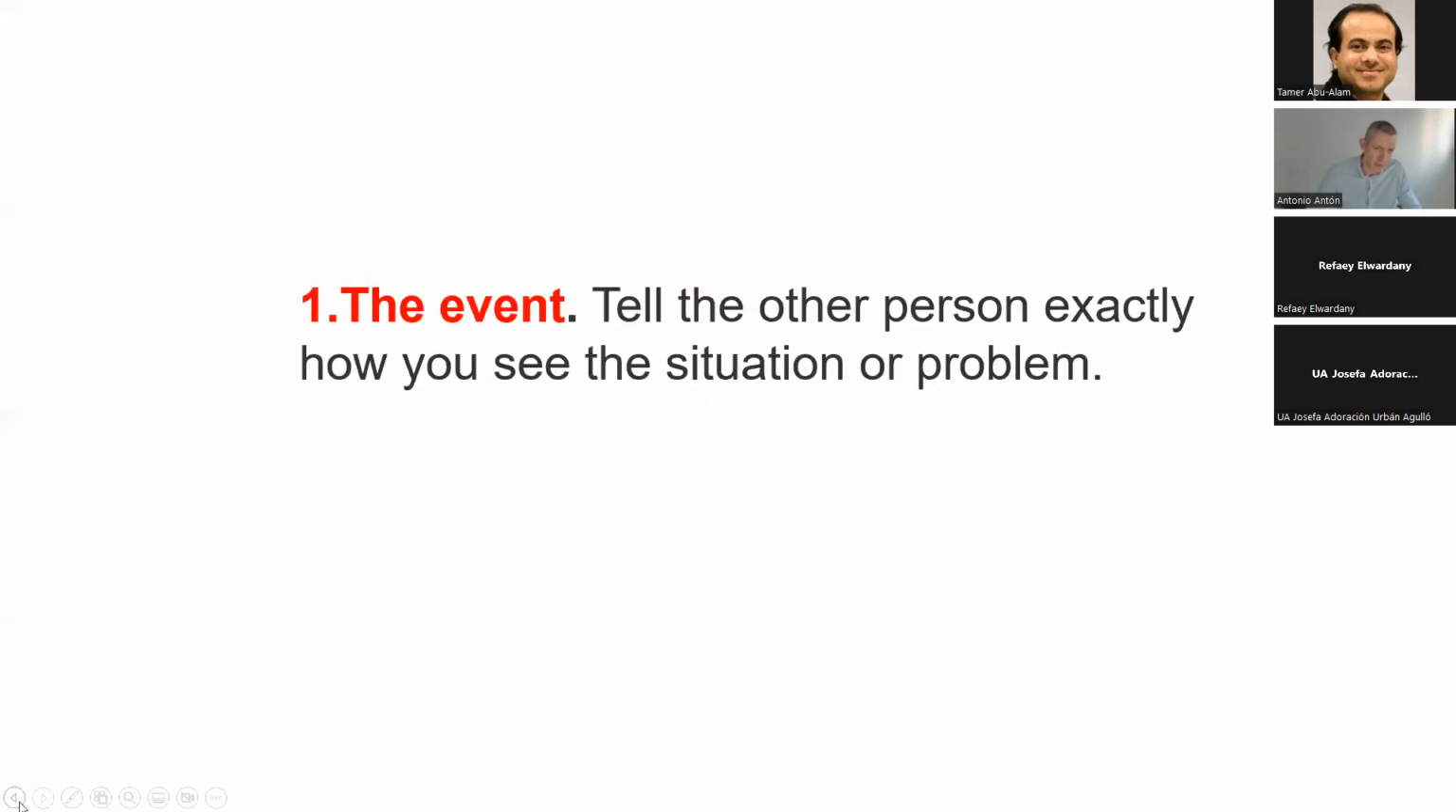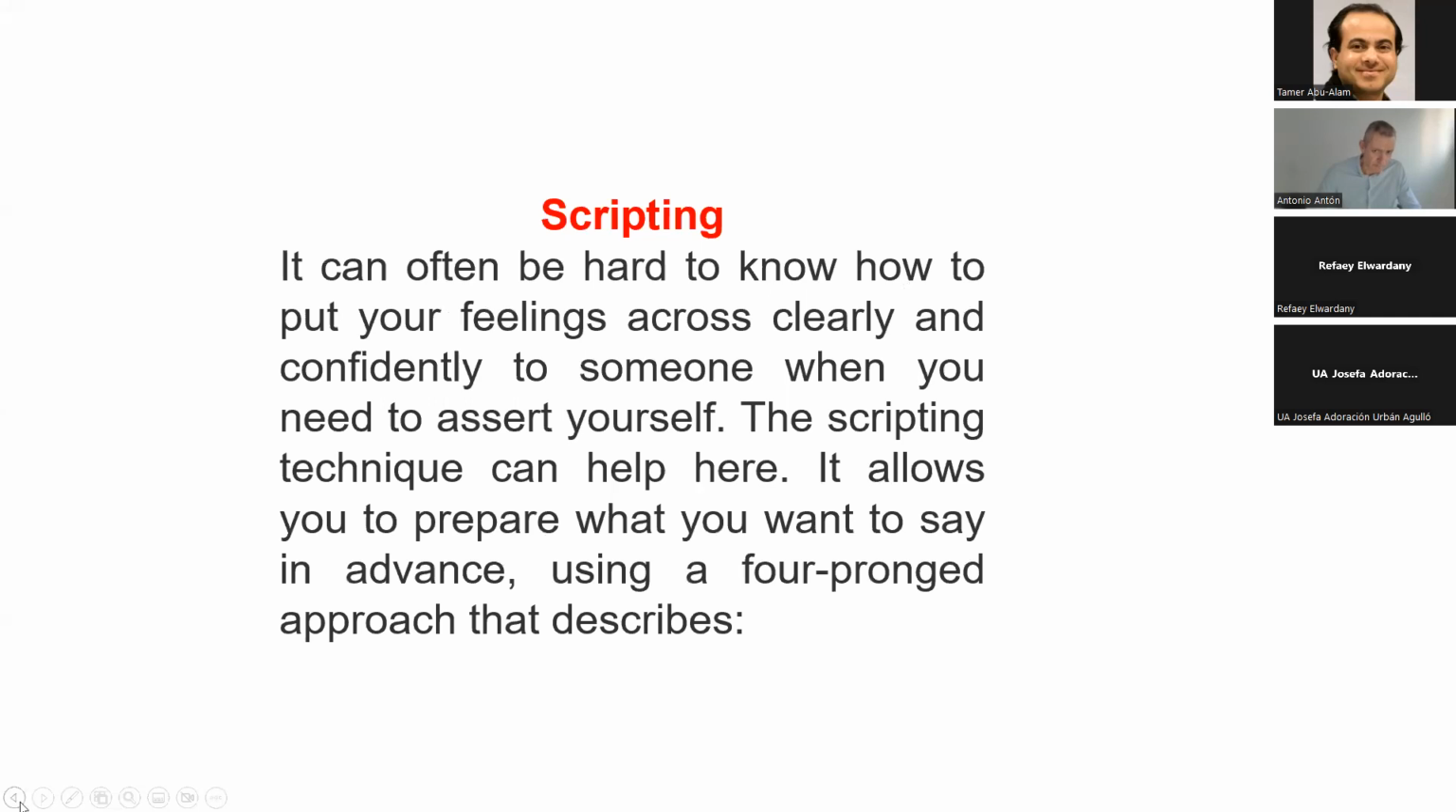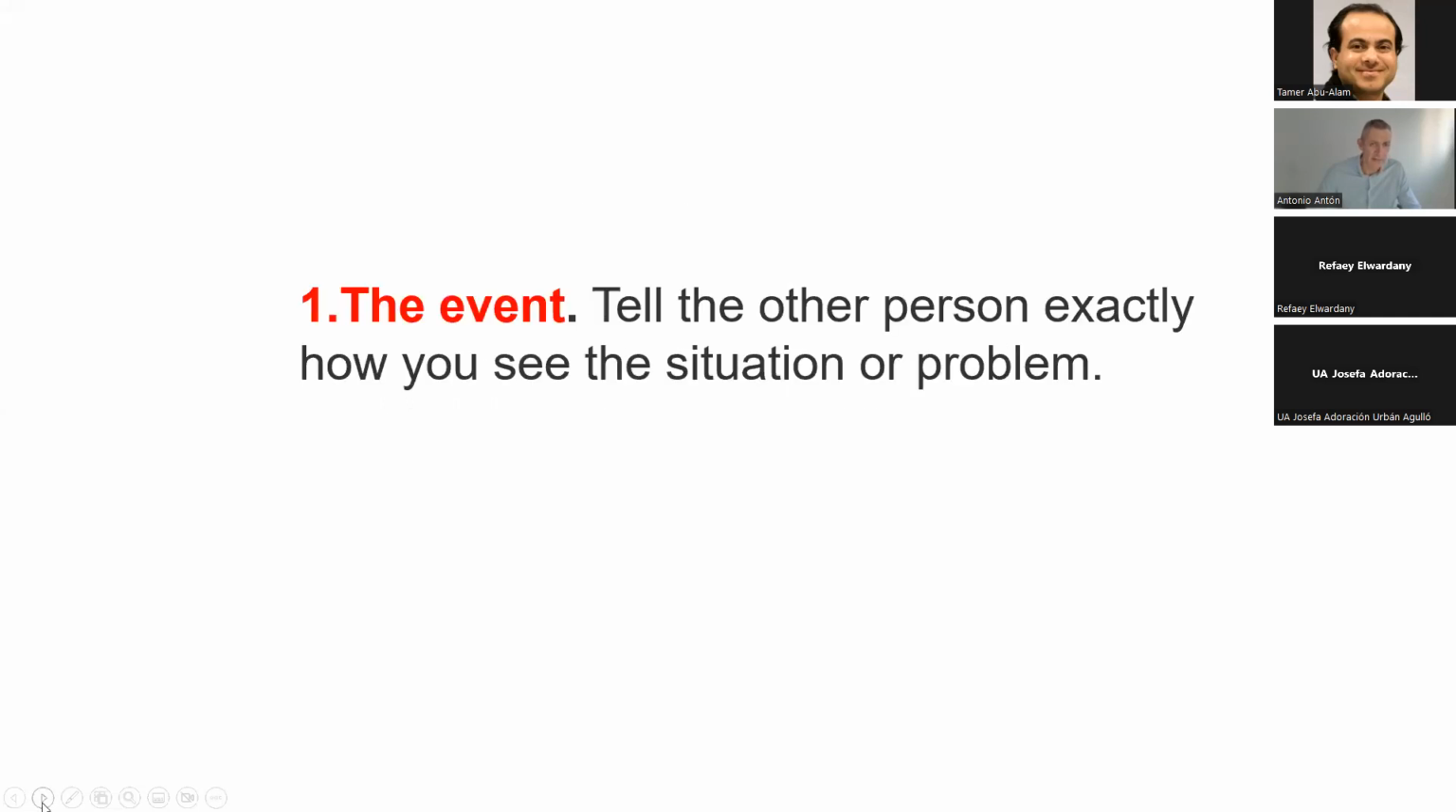First, you need to show the event. This is the first part. The event. What involves the event? Tell the other person how you see the situation or the problem. This is very important. When you start talking, when you're being assertive, tell the event. The event is the situation.